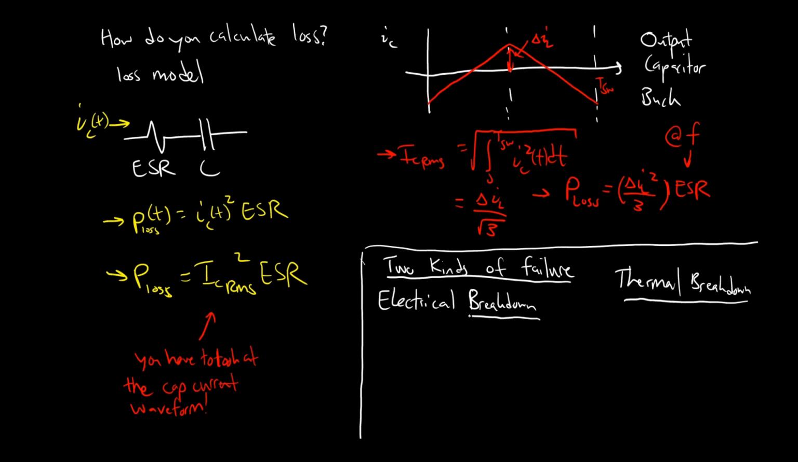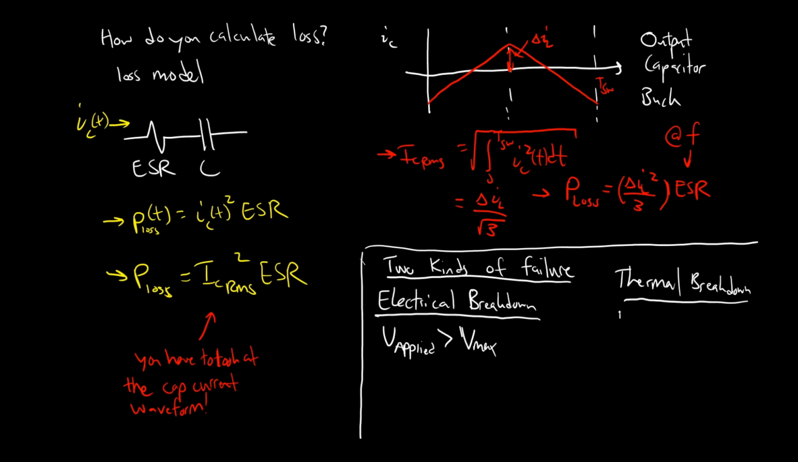So electrical breakdown is simply when the applied voltage exceeds some maximum voltage specified in the data sheet, right? So maybe your cap is only rated for 16 volts. If you apply more than 16 volts, the cap is going to explode. So this is kind of easy to take care of.